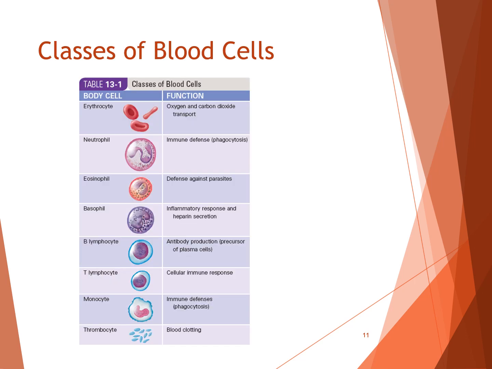This is an image from your textbook, and I think it's a good image for you to see the difference between granulocytes and agranulocytes. If you look at the neutrophils, the eosinophils, and the basophils, you can see there are these little dark spots in the cytoplasm. And if you look at the lymphocytes and the monocytes, you can see that the spotting is not present in the cytoplasm. So it gives you a visual of the difference between the two.